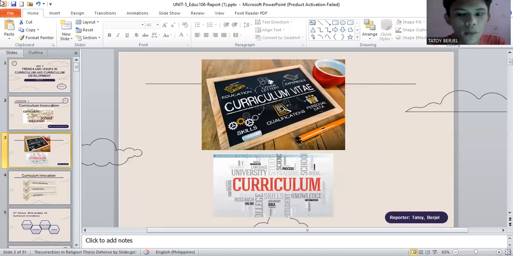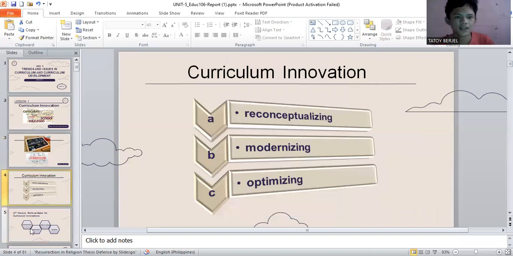And it should not be only comprehensive and sustainable and superb, but must continuously evolve to meet the challenges of the fast changing and unpredictable globalized world. So, this innovation must be systematic, consistent, and scalable. Curriculum innovation also involves reconceptualizing, modernizing, and optimizing.